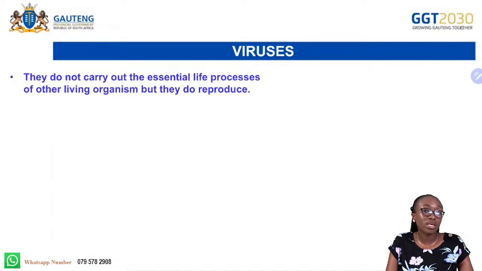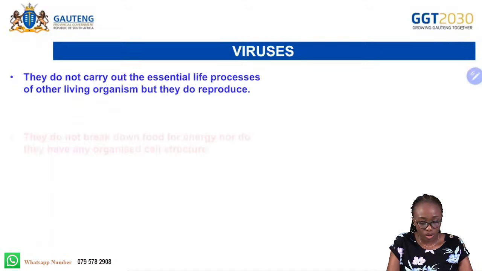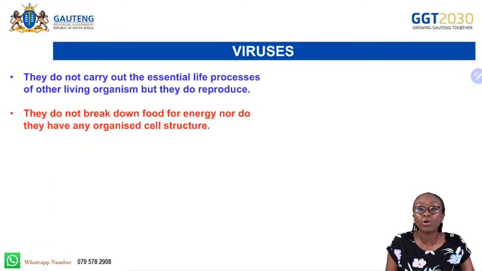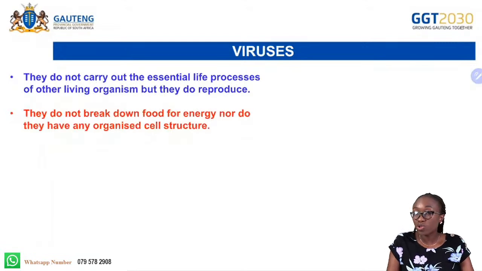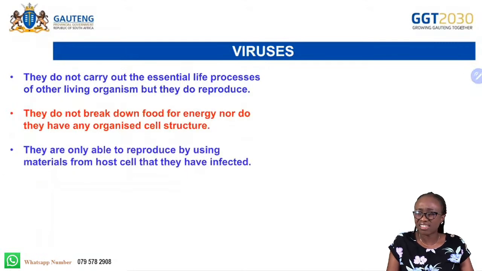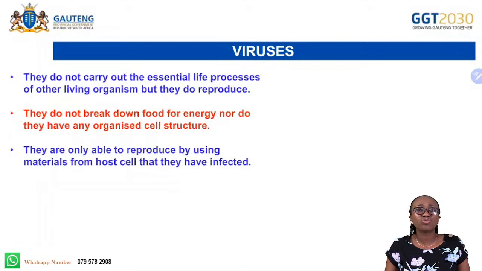Now, more about viruses. We already know that they cannot carry out the essential life processes on their own, so they need another living organism in order to increase in numbers. They also don't break down their own food, nor do they have an organized cell structure. They don't have the chloroplast that helps plants to photosynthesize. They don't have the mitochondria that help living organisms to respire and break down food for work. They don't have these special cell structure organelles.